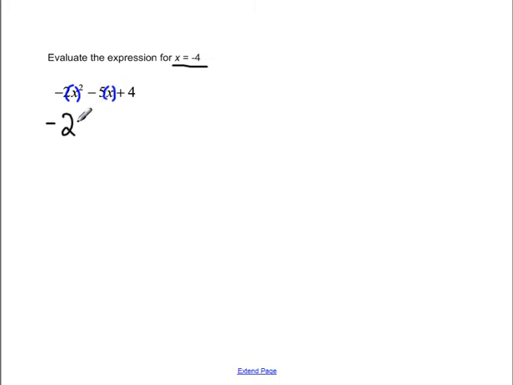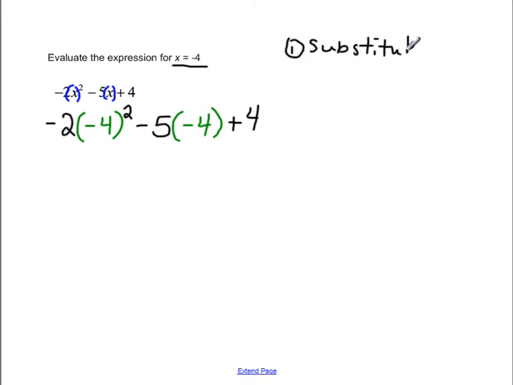So we have -2 times x, but we're not doing x, we're doing -4 is the value we've been given for x. And then that's going to get squared, minus 5 times x. So again, we're going to slip the x out of those parentheses and slip in the 4. And then the last thing we're going to do is we're going to add 4. Okay, so here's our substitute step. So that's always the first thing we do when we have an evaluate problem, is to substitute. One step just to replace the variable everywhere we see it with the value that we're given.